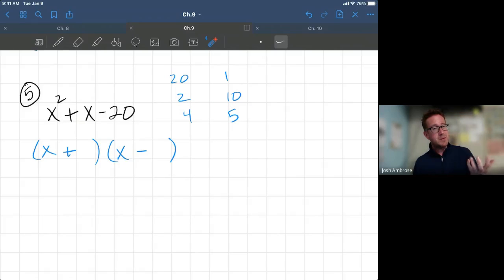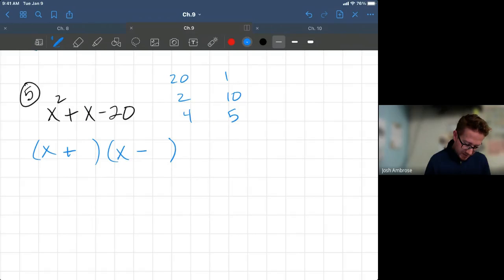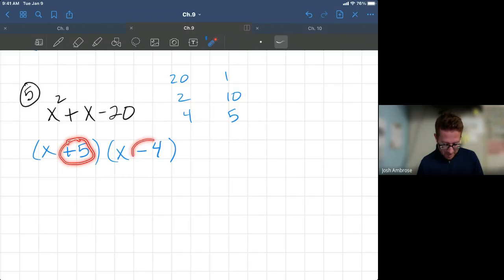But I need to be really precise here. I want a positive 1. So how do I create a positive 1 with the numbers 4 and 5? I have to have a positive 5 and a negative 4. Positive 5 minus 4 creates a positive 1. That's the proper order. Positive 5 times negative 4 creates negative 20. This is how that works, all right?